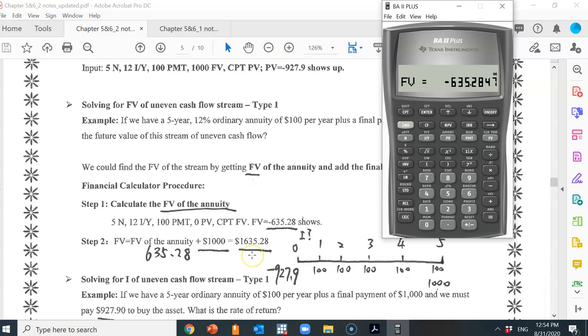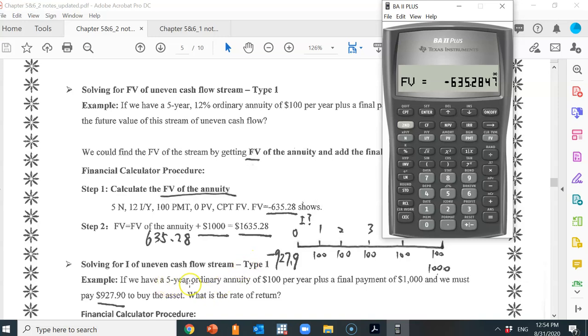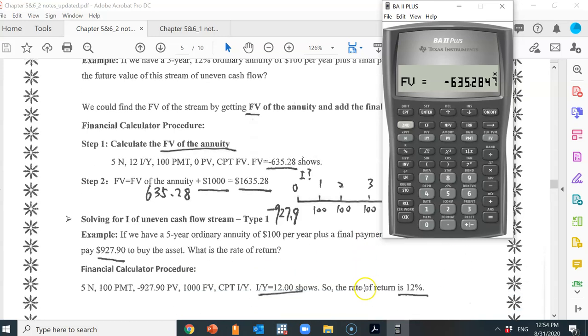What if we know the same uneven cash flow, and we know this 5-year annuity of 100 plus 1,000 is worth 927.9 today? What is the rate of return? Still type 1 uneven cash flow, but we're looking for the interest rate this time. So we need to input 5 as N. We're looking for I, but this time we know the present value is 927.9, and we have to make this negative, meaning we're paying this much today as present value.